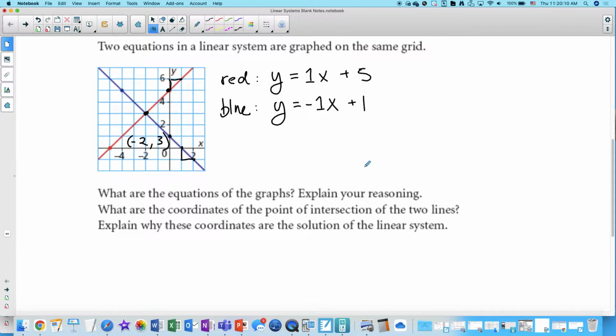Okay, so why does the coordinate -2, 3 solve this system? Why is it the solution to this system?